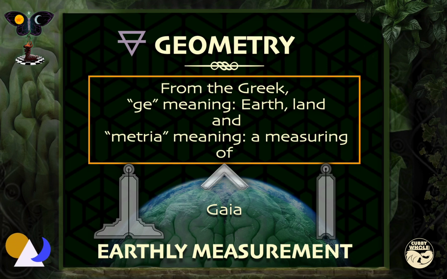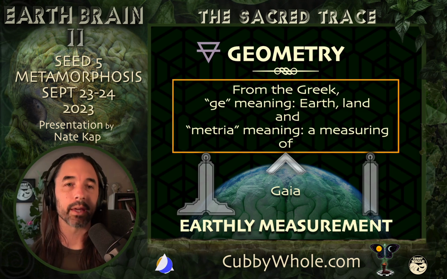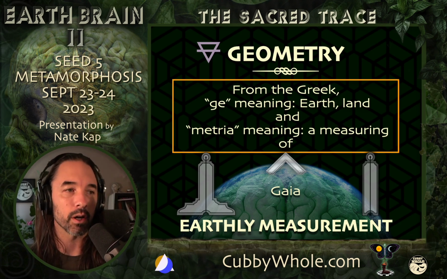But we really need to understand this word geometry and where it comes from. It comes from the Greek ge, meaning earth or land, and metria, meaning a measure of. And ge or geo also means Gaia, as in Mother Earth. So geometry means earthly measurement. That is very, very important to understand. This may seem a little overwhelming in our mind at first, but it's a very important correspondence to the human brain, especially. And this is something we're going to understand as we move forward in this presentation.